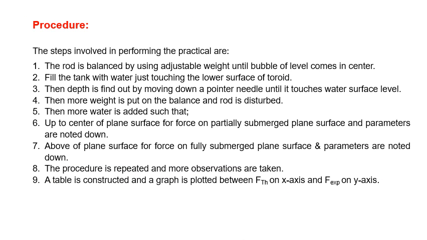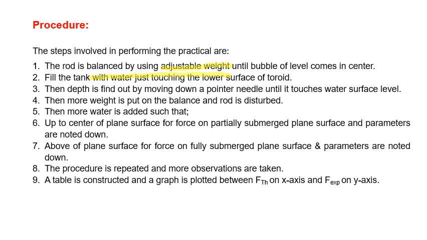So let's quickly see the procedure, the steps involved in performing the experiment. First of all, the rod is balanced by using adjustable weight until the bubble of the level comes in the center. Then fill the tank with water, just touching the lower surface of the toroid. Then the depth is found out by moving down the pointer needle until it touches the water surface. At this point, you set that hook gauge to 0. This will be the reference point.